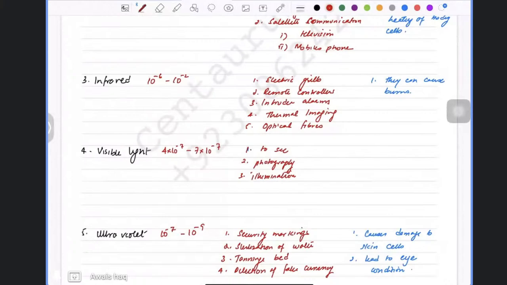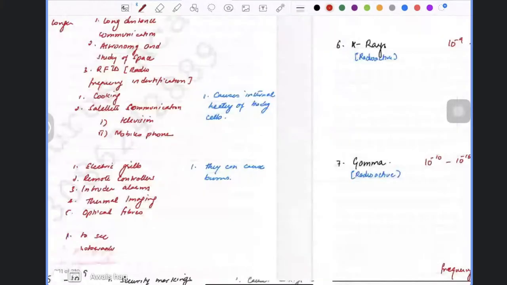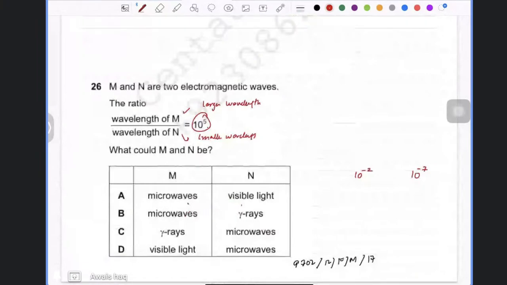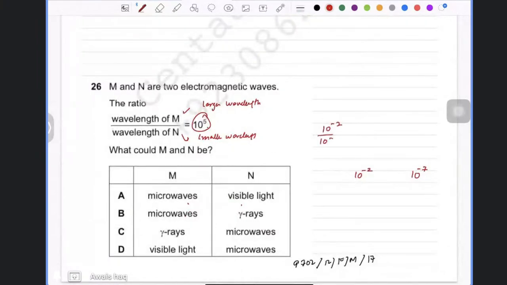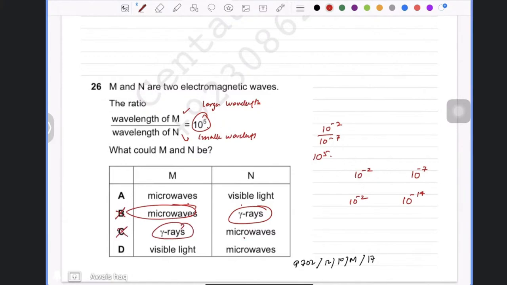Usually we take the middle value. Anyway, so if you try this, you're going to get 10 raised to minus 2 divided by 10 raised to minus 7. So that should come out to be 10 raised to 5, okay? If you try this one, gamma is 10 raised to minus 14, so the difference is much greater, which means this is not the answer. Then gamma, and obviously this won't be the answer because the value then will be negative. So it has to be A then. Is it clear, everyone? Any questions, please?